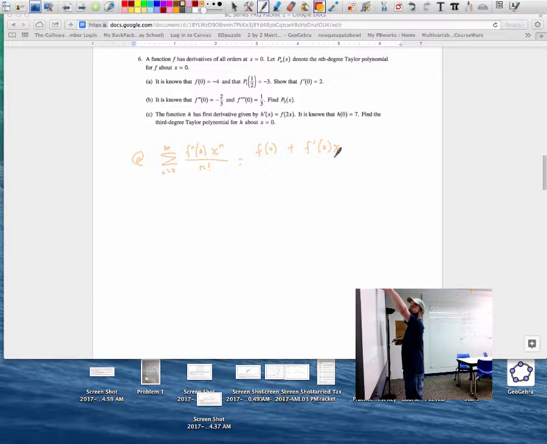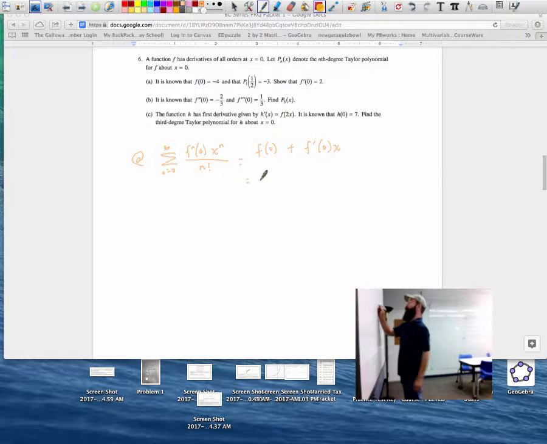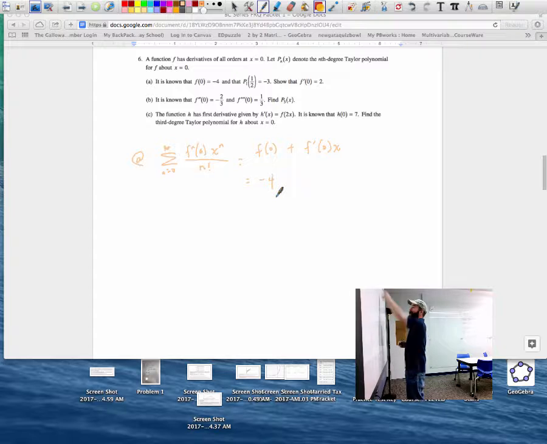Well, they tell you that f of 0 is -4, and that this polynomial, when you plug in 1/2 for x, gives you -3. That's enough information to find f prime of 0. So if I add 1 to both sides, I get 1/2 of f prime of 0 equals 1, which means that f prime of 0 is 2, which is exactly what they're asking to prove.